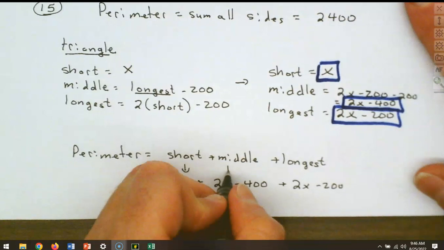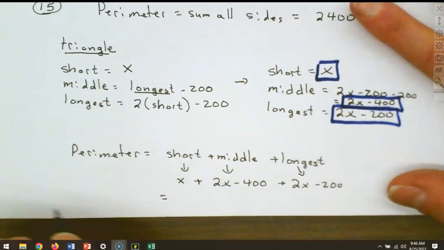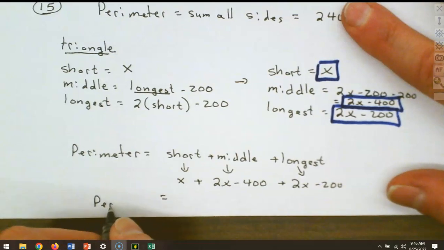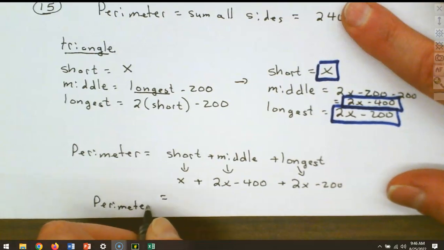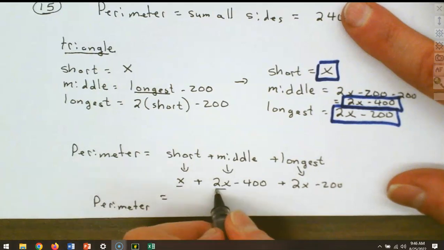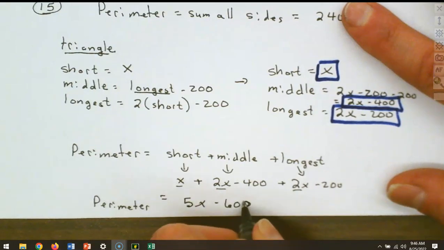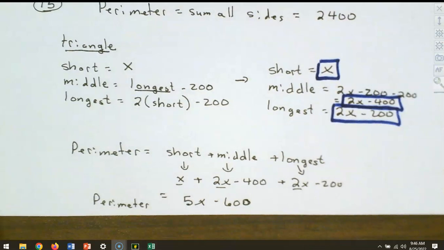Okay. And adding these up, what do we get for our perimeter now? When we add these up for our perimeter, when we combine the x's together, it looks like we get 5x minus 600, right? Is everyone okay with that so far? So do you see how we're working that out? And let me know if it's not making sense.